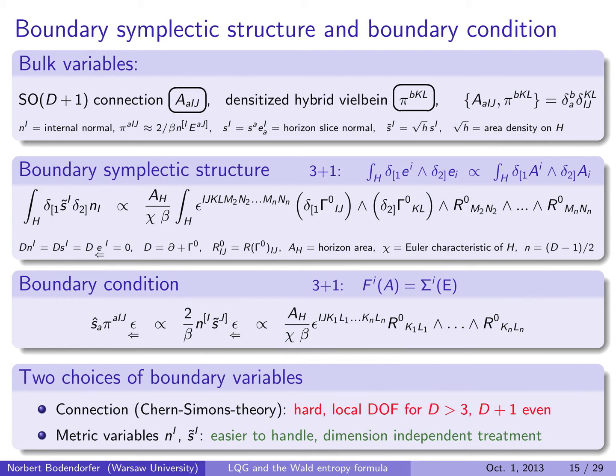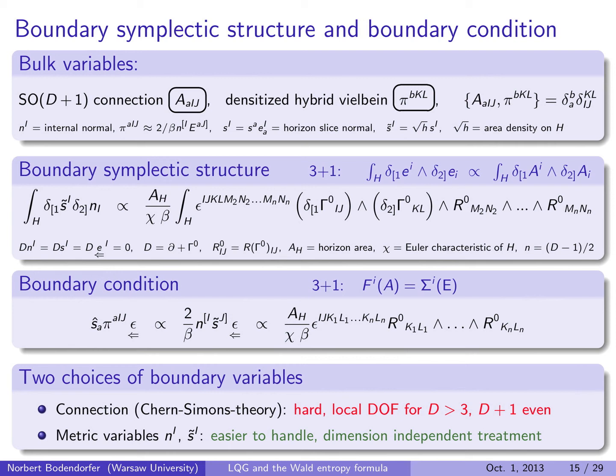So let me remind you again what's happening in 3+1 dimensions. So there, when you do the calculation, you find that the symplectic structure is actually written as an integral over h of delta 1 e wedge delta 2 e. So it's written in terms of the triad. However, then in the second step, you can show that this actually can be rewritten as delta 1a wedge delta 2a. So you can rewrite this as the symplectic structure in terms of a connection.